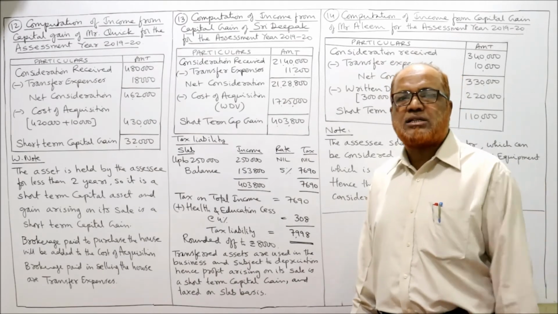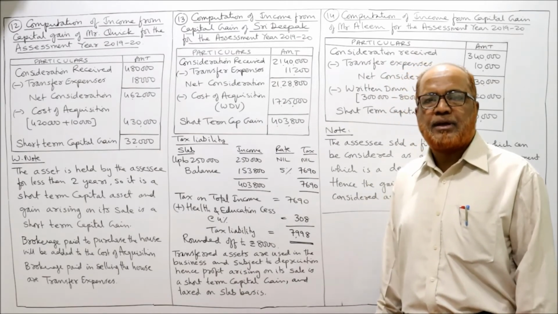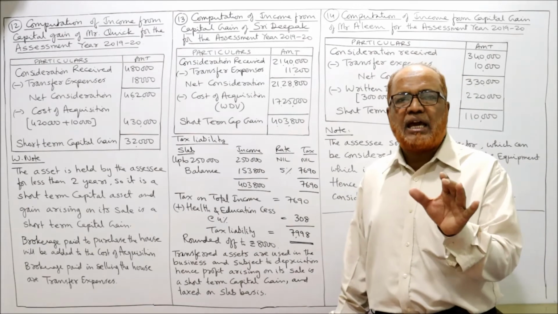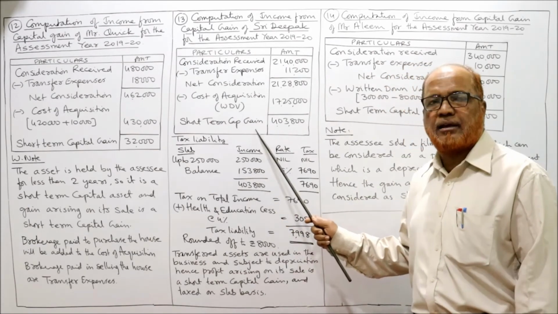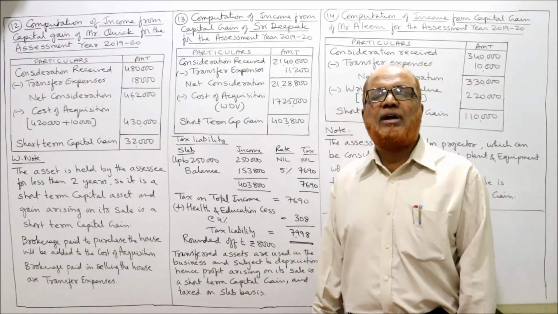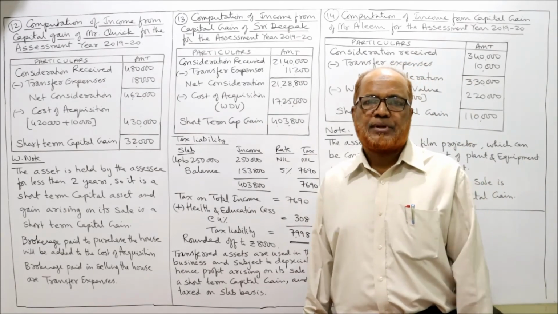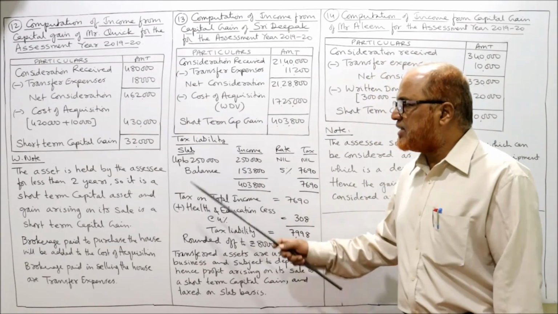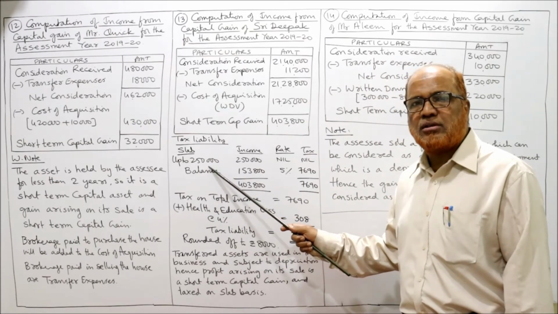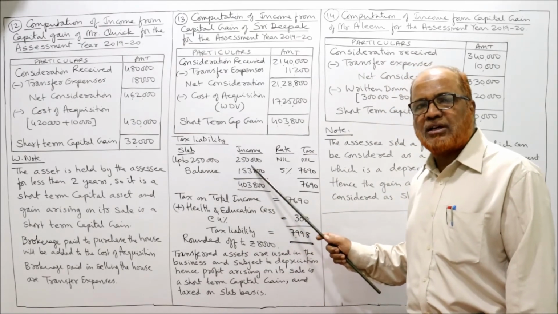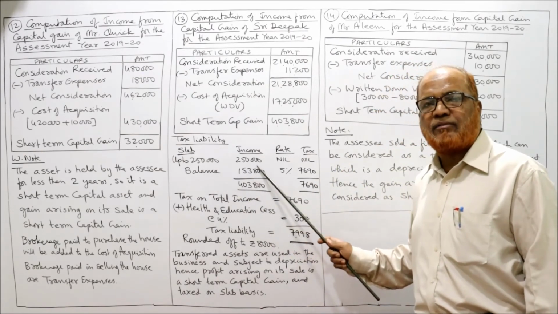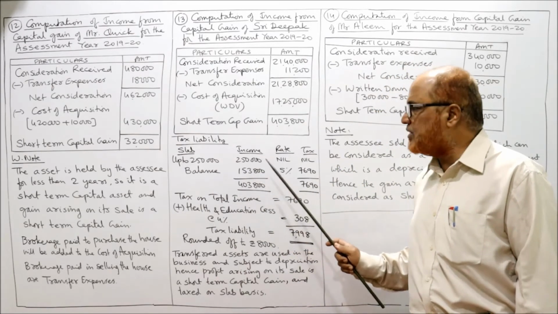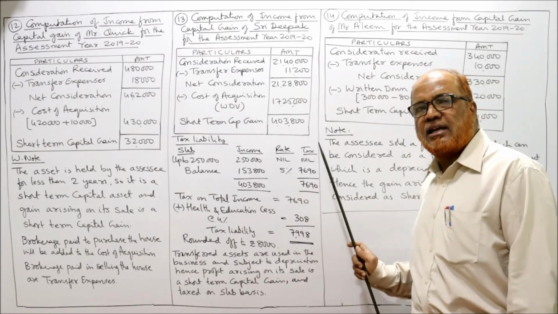Now we have to calculate the tax liability. The assessee does not have any other income, so the assessee is having only short term capital gain. On short term capital gain, we apply the slab system. The first slab is 2,50,000, from 1 rupee to 2,50,000. So 2,50,000 is the first slab on which the rate is nil, income is nil.